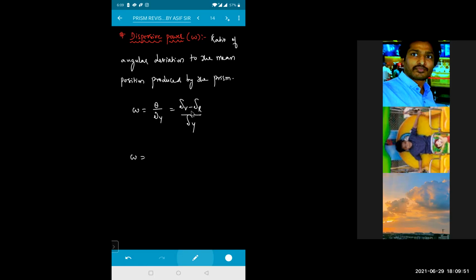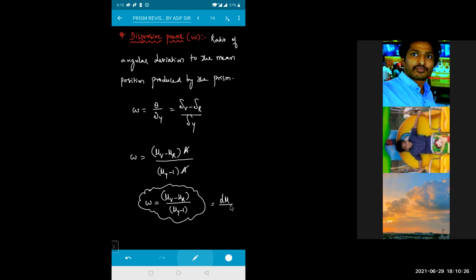So I can write omega is equal to delta V minus delta R, which can also be written as (mu V minus mu R) into the angle of the prism A, divided by (mu of yellow minus 1) into A, and A will get cancelled. So dispersive power is equal to (mu V minus mu R) divided by (mu of yellow minus 1). This is the value of omega. Clear? This is also sometimes written as d mu divided by (mu minus 1), where d mu is the difference, the small changes.